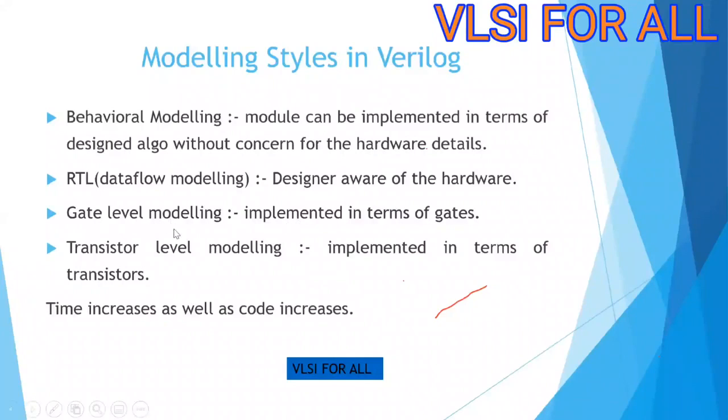In gate level modeling, we write the code in terms of our gates, whatever gates we are using: AND gate, OR gate, and XOR gate. If you see the gate level modeling, they particularly use XOR instances and OR instances over there. And this is transistor level modeling. It is implemented in terms of the transistor. This is also called the switch level modeling, which is very less used.